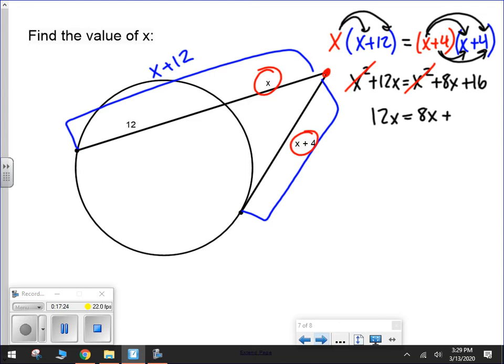So the key here in this problem is when you have a binomial times a binomial, what I'm talking about is this right here, make sure that you double distribute. Do not write x squared plus 16 because you will miss this middle term. And then you'll get the problem wrong.